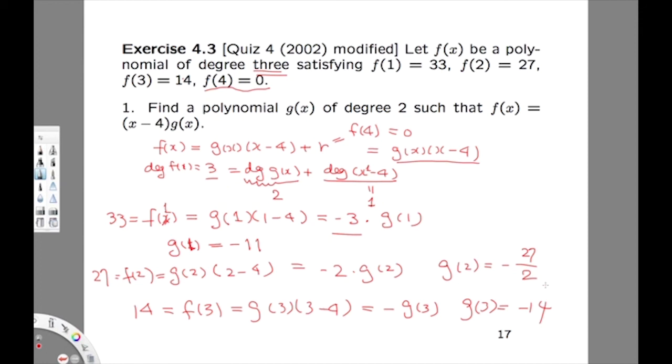So you know the values of g at 1, 2, and 3. So you can use Lagrangian interpolation.